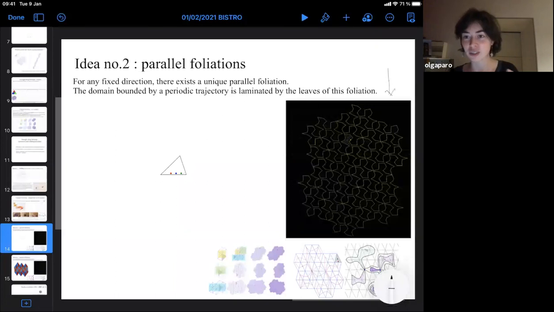I like the structure a lot because it helps to understand the dynamics and the symbolic dynamics of any trajectory by looking at the trajectories inside it. So for example, this picture we discussed before can be seen in one tiling. We can see all of them in the following way.